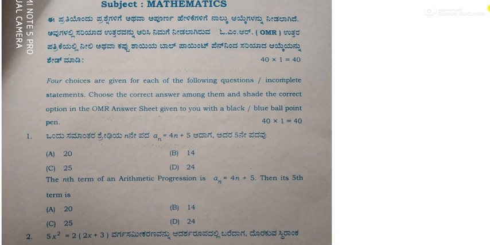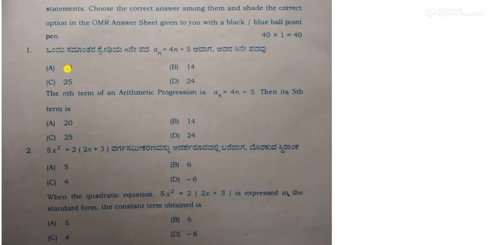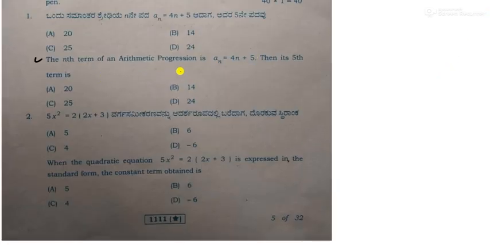Let us start with our first question. The nth term of an AP, an equals 4n plus 5. This is the nth term. Then the fifth term is what? So just substitute 5 in the place of n. 5 fours are 20 plus 5, which is equal to 25. It's very simple. Option number C.